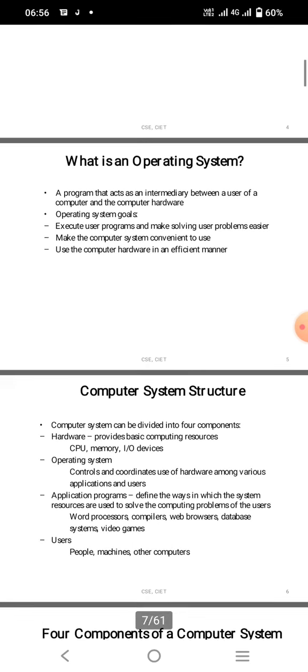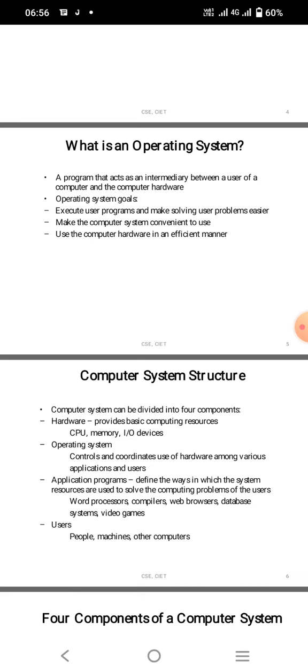And next is the computer system structure. A computer system can be divided into four components. What are the four components? First is the hardware, second is the operating system, third is the application programs, and the fourth is the users. These are the structure of the computer system.